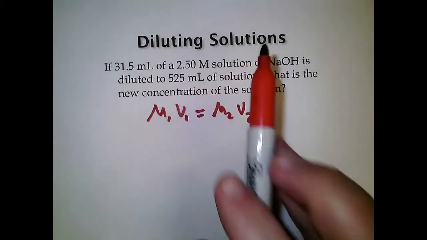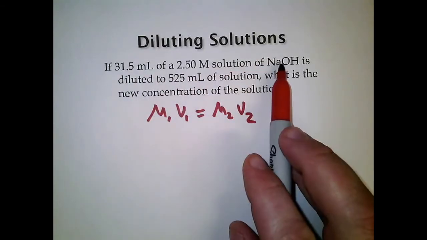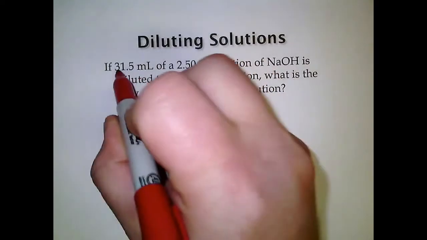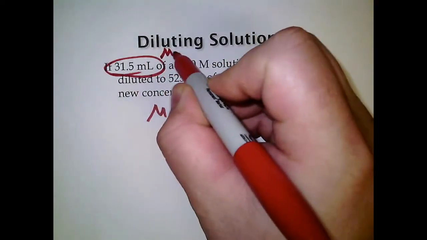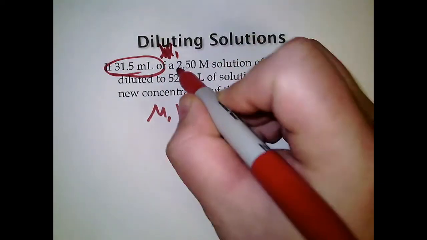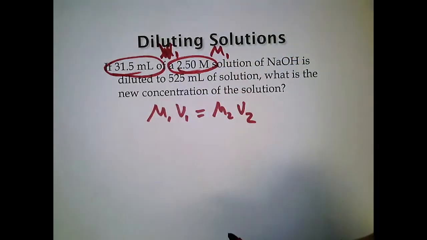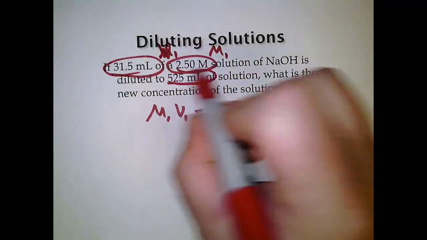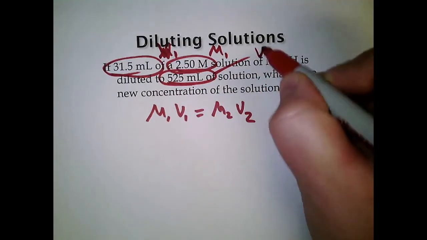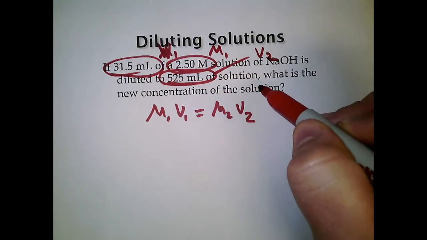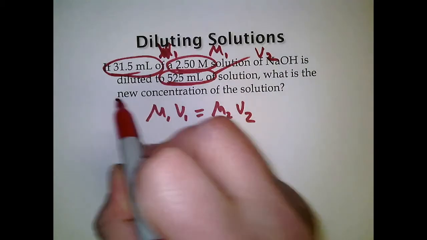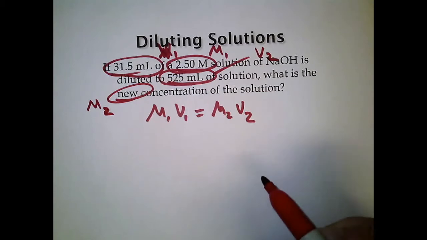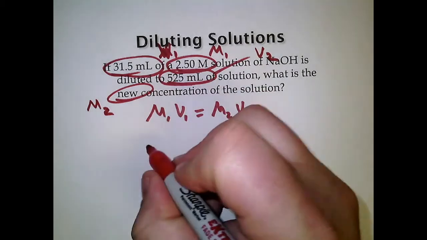So I'm starting with a concentrated solution of sodium hydroxide, and I know its concentration and I know how much. So this right here, this is M1. Okay, it's starting concentration and its starting volume. This right here is V2, so that's what I'm diluting it down to. It's asking about the new concentration, so it's asking about M2. That's the thing we don't know. So I'm going to plug these numbers in.